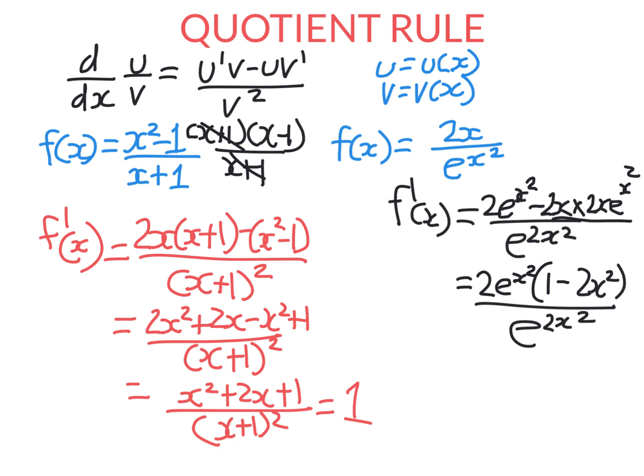So I can now divide here, top and bottom, by e to the x squared. e to the 2x squared divided by e to the x squared is just e to the x squared. So my final answer is 2 outside of (1 minus 2x squared) over e to the x squared. And there we're done. We can't simplify it anymore.